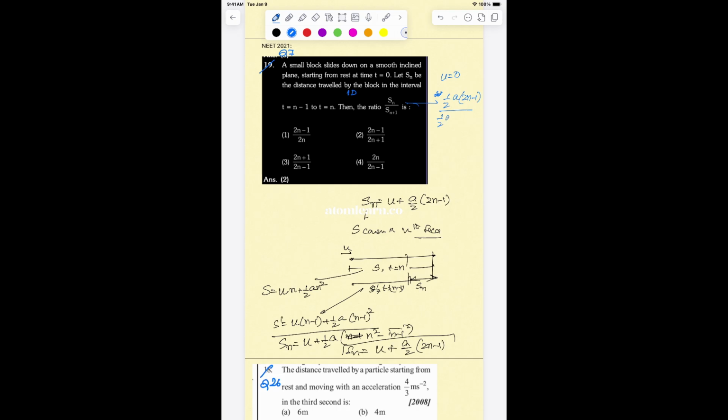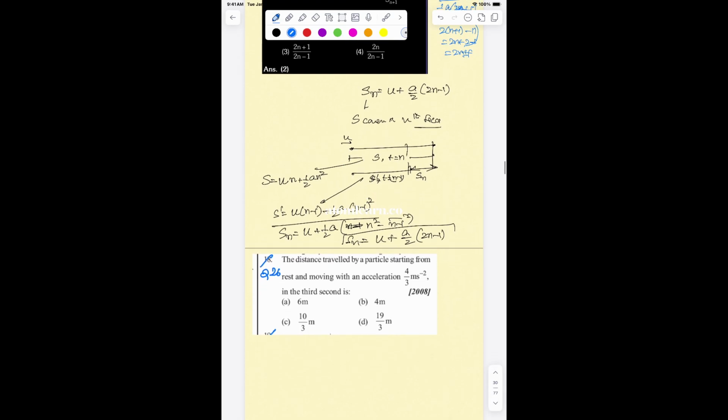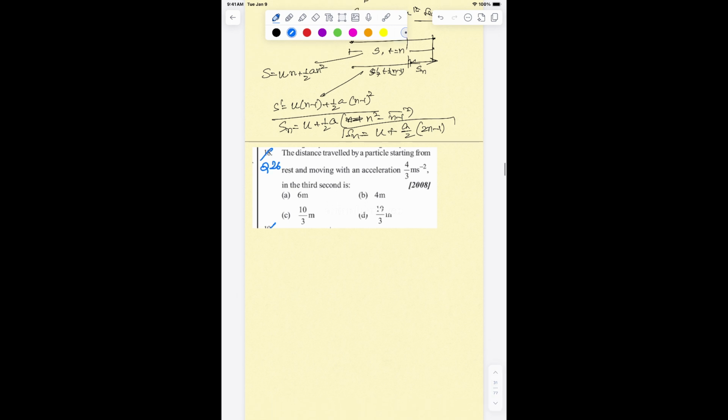What about n plus 1 second? We have to replace n with n plus 1. Therefore, you will get 2n plus 1. Why? Because 2 into n plus 1 minus 1 is 2n plus 2 minus 1, which equals 2n plus 1. That's what we put as the denominator. Therefore, the ratio is 2n minus 1 to 2n plus 1. Option 2. Very simple. Next, let's go to the next question.